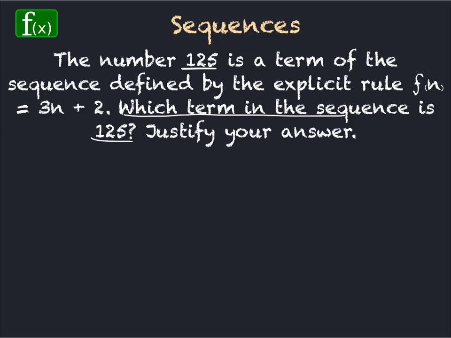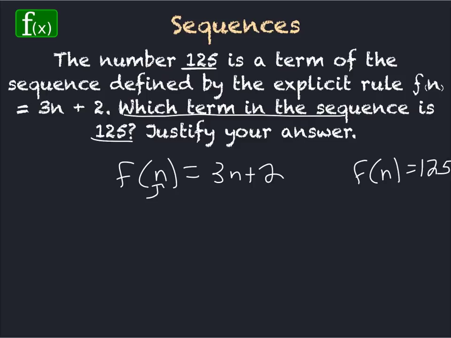Okay, so with this one, what's our sequence? Well, it's an explicit sequence, and this is our function. F of n equals 3n plus 2. Okay, where n is your input. N would stand for position. And that's what we're looking for. We're looking for what the position is at 125. So f of n equals 125. We're looking for the position, but we know that our term is going to be 125.